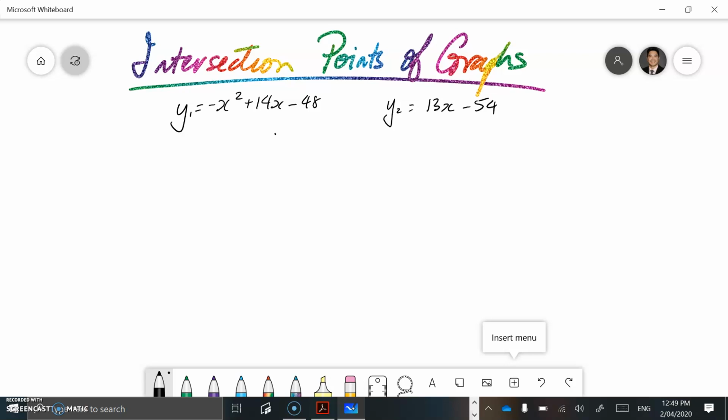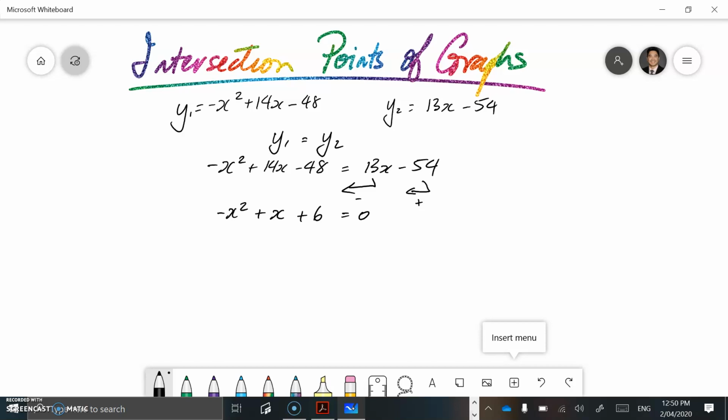The first thing is that we want to equate the two together, and actually combine them. So we'll have minus x squared plus 14x minus 48 is equal to 13x minus 54. Moving both of these across to the left-hand side and combining like terms, so we're going to subtract 13x, we're going to add 54. We'll end up having minus x squared plus x plus 6 equals 0. What we have is just a normal quadratic equation.